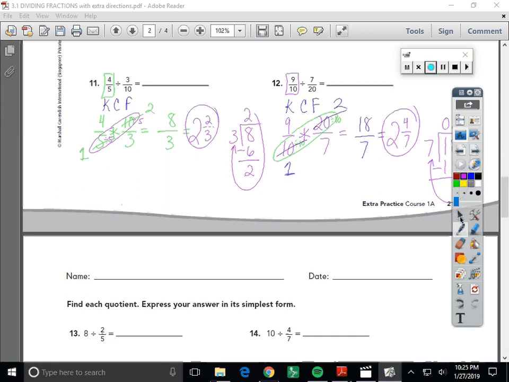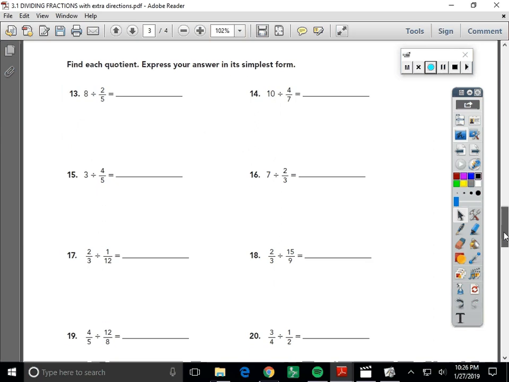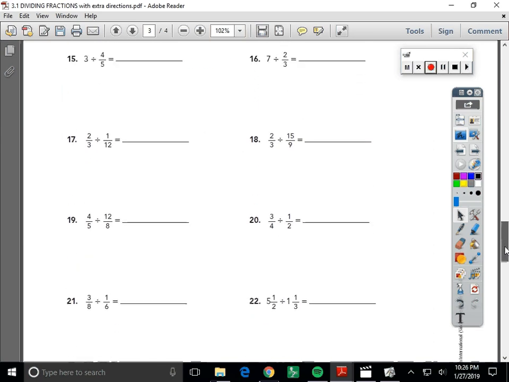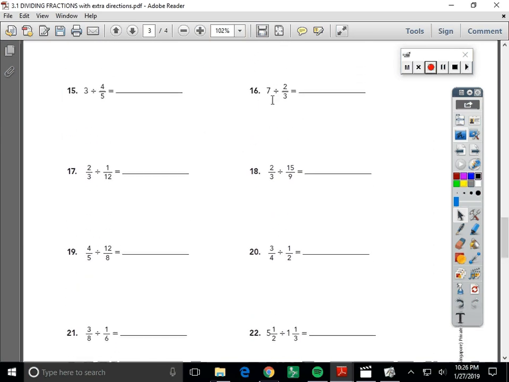I'm hopeful that on this next page you can continue that idea of keep change flip, so I know my students should be working on that. Some of these have whole numbers to start, some of these have fractions to start. It really doesn't matter. That method will work for all of these problems.